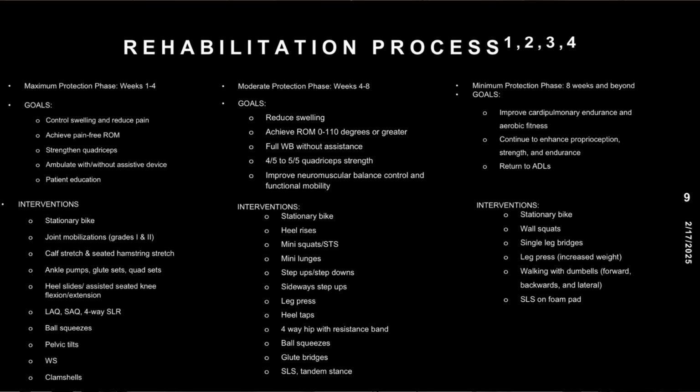We want to strengthen the quadriceps. The goal here would be to get them to about a 3 out of 5 MMT. We want to make sure that they can at least go through the range of motion with gravity or with some type of resistance. We want to help them if they come to us with an assistive device.